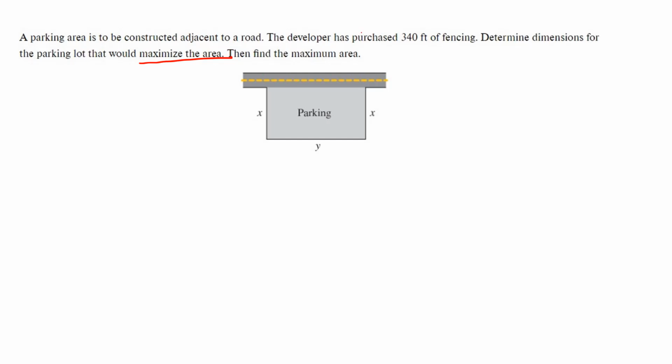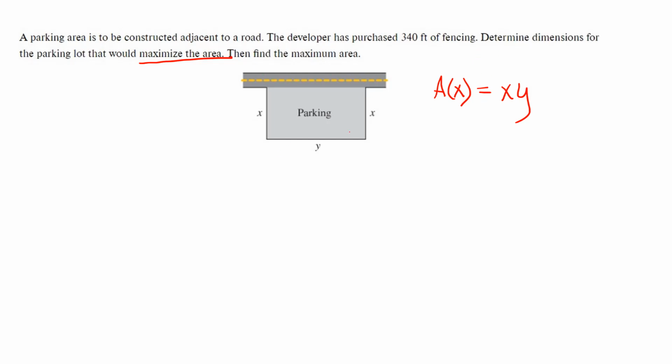So this function that we're talking about, we're going to call it the area function, and we'll call it A of x. Well, what does it equal? It equals x times y, because that's what area is in this picture. X times y is the area of that parking lot. But right now, we've got x, y. We don't want a y in our function. That's supposed to be in terms of x.